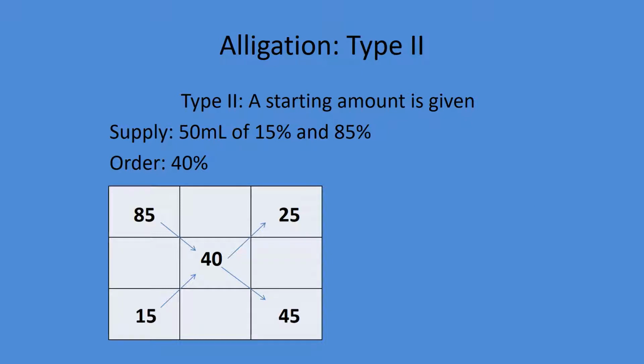And this is where the similarity ends. Right? So we can still draw a picture to indicate the parts, but we're going to use it a little bit differently. So we have 25 parts and we have 45 parts. How many total parts are there? 70. Right? 70 parts. So what we know for the 15% concentration is that we have to use 50 mLs.